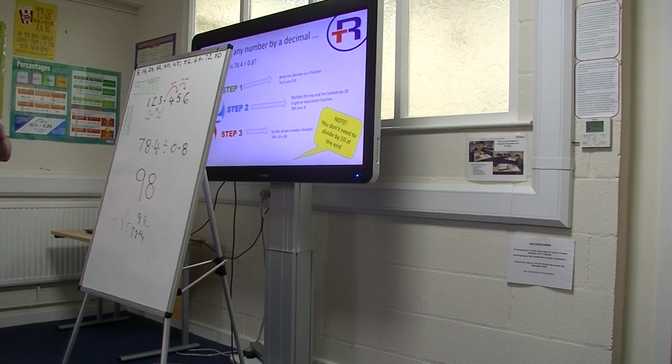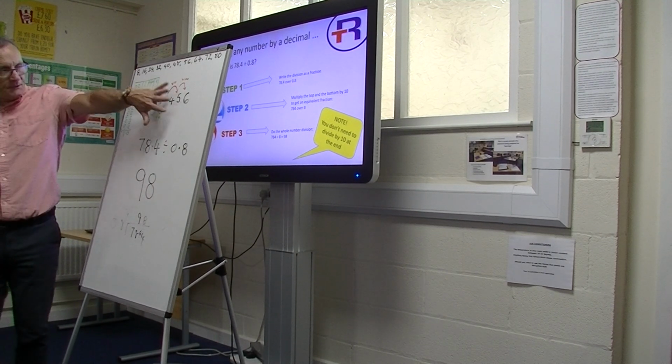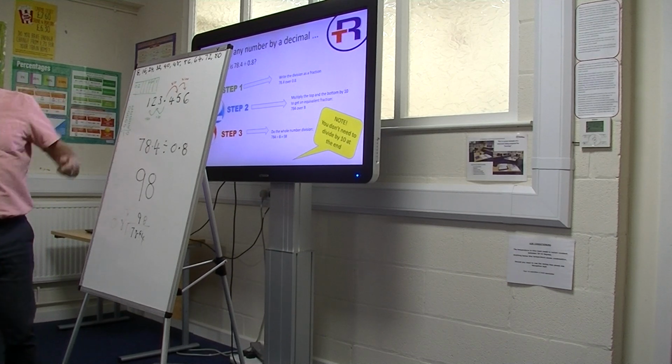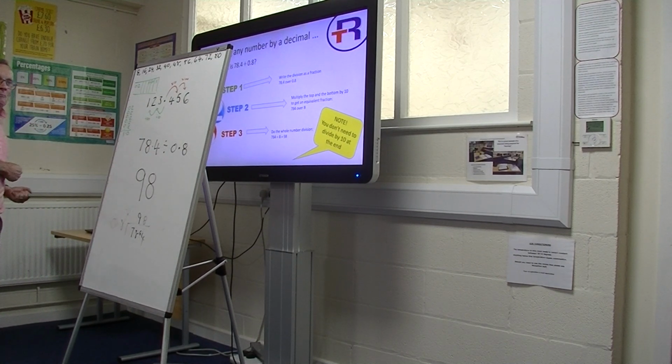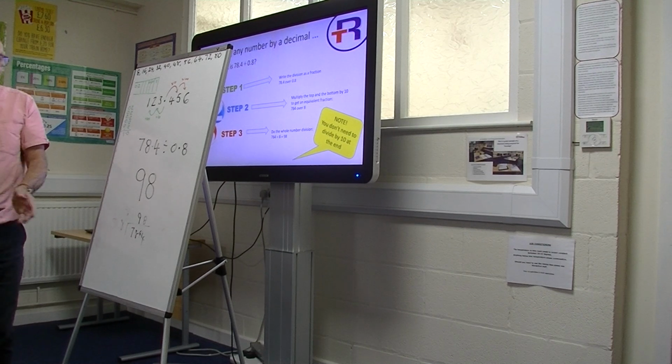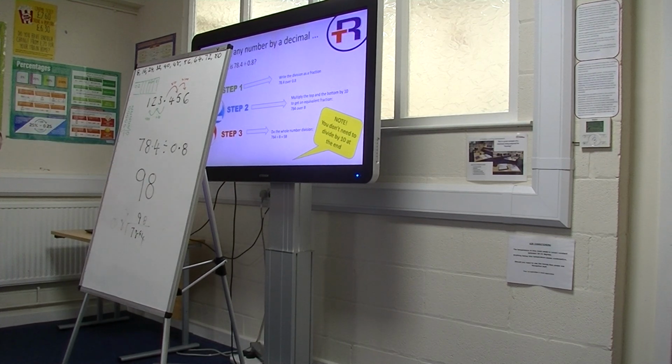And what you've got to remember is, when you're multiplying it, you take the decimal out, but then you put it back in. When you're dividing it, you get rid of the decimal, you don't have to put it back in. Alright?